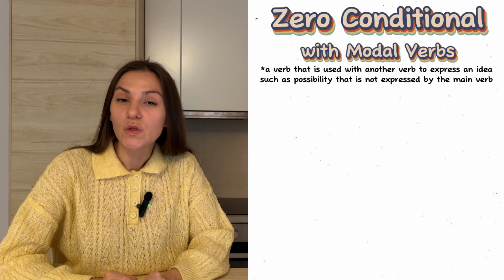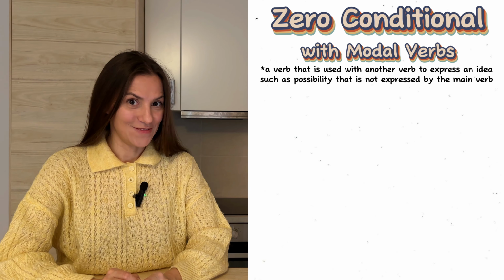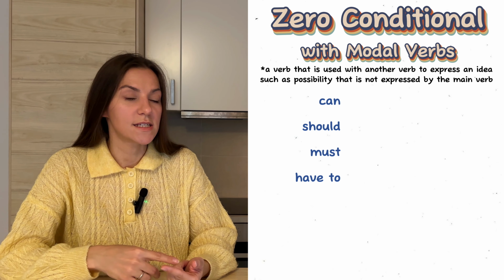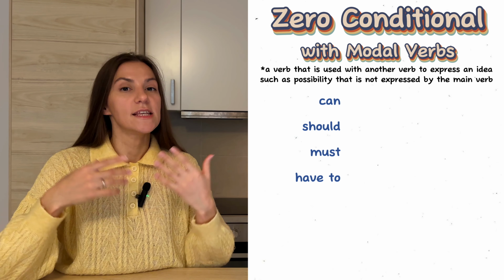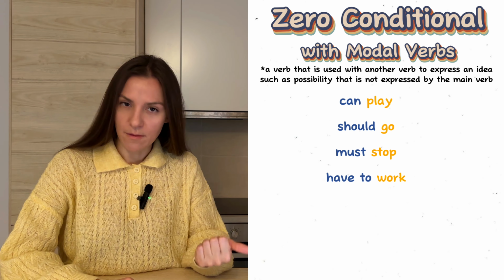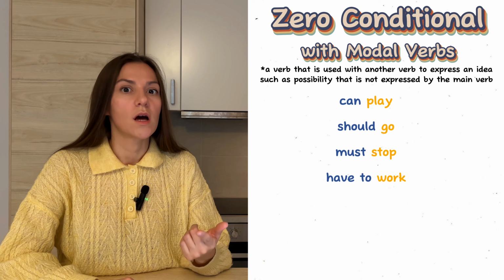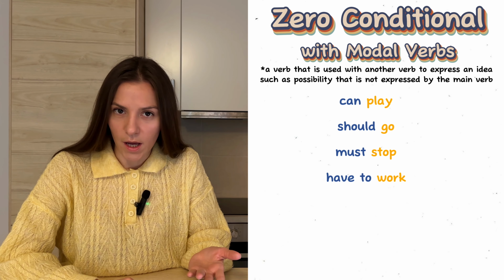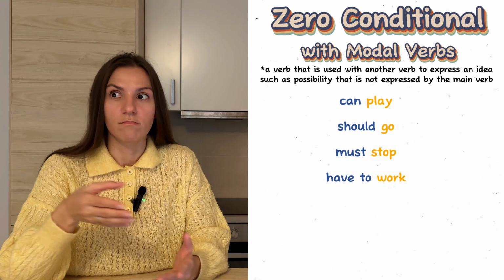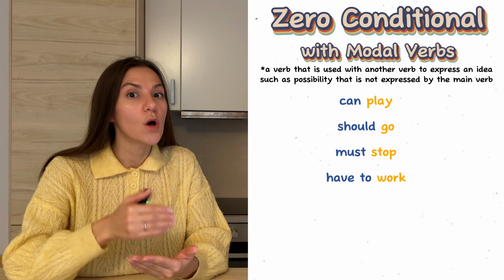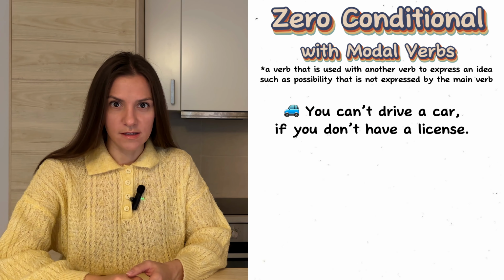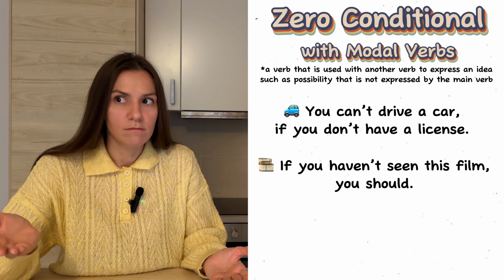Modal verbs can also be used in the zero conditional. A modal verb like can, should, must, have to is a verb that is used with another verb, like can play, should go, must stop, have to work, to express an idea such as a possibility or an obligation that is not expressed by the main verb. You can't drive a car if you don't have a license. If you haven't seen this film, you should.